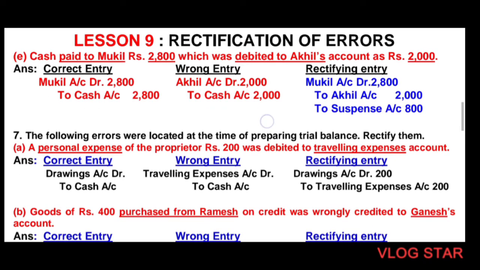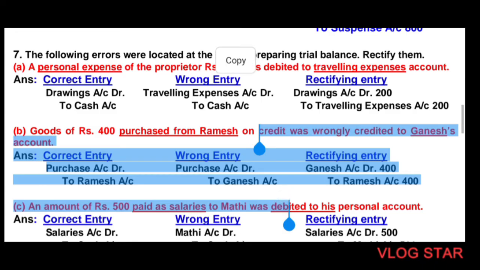So in the rectifying entry, what we have to do? First we have to write Mukil account 2800. Then see the wrong entry. On the debit side we did the wrong Akhil. Now if we want to rectify, we have to write on the opposite side, the credit side. See the rectify entry, to Akhil account 2000. So 2800 minus 2000, the balance 800 rupees is suspense account. So to suspense account, 800 rupees. Now we rectified this entry. Now move on to the next one.